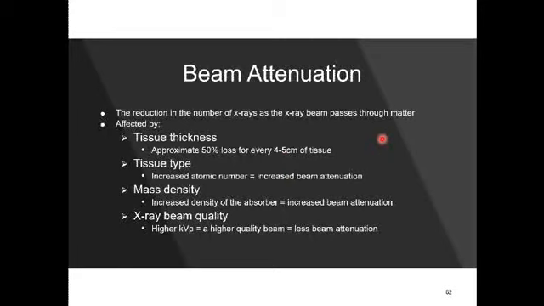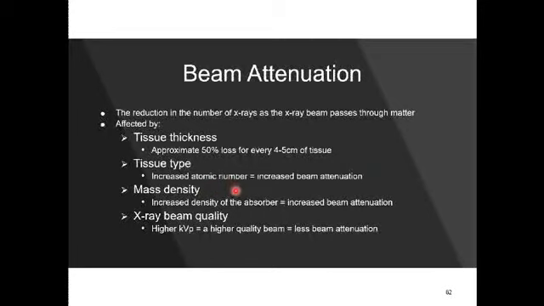So as your patient is thicker, or the body part that you're imaging is thicker, for every 4 to 5 centimeters of that tissue thickness, you're losing 50% of your original beam. So at that point, your beam starts at 100 above the patient, and then as it goes through every 4 centimeters of tissue, you're already down to 50%.